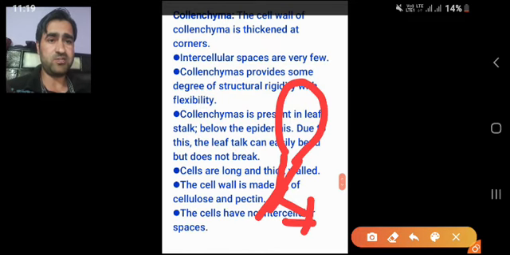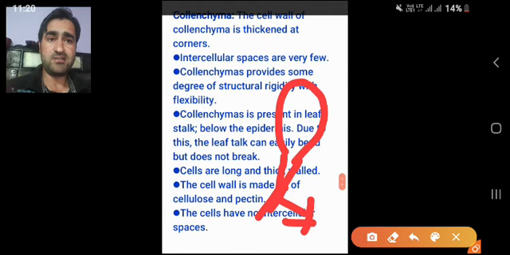Here you will find collenchyma cells or collenchyma tissue. It saves the stalk from breaking away. So it is present in the leaf stalk below the epidermis. Due to this, the leaf stalk can easily bend but not break. It can bend because the collenchyma cells provide the flexibility and stop the leaf stalk from breaking away.